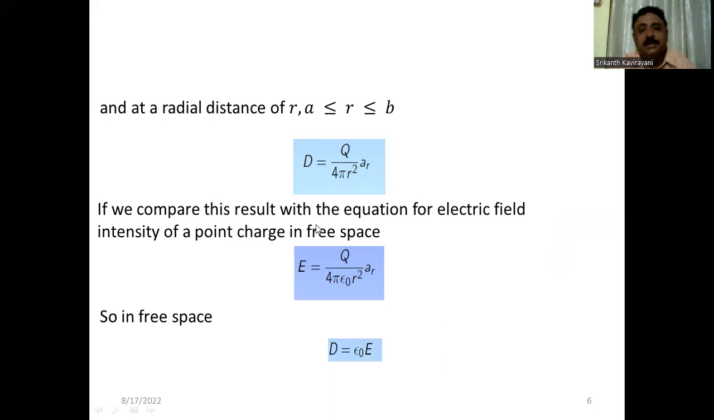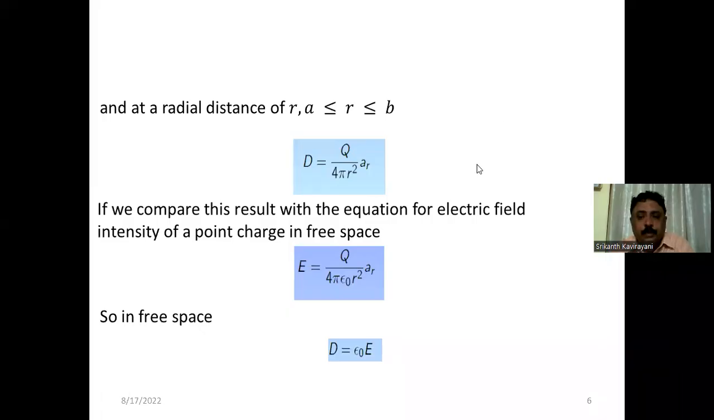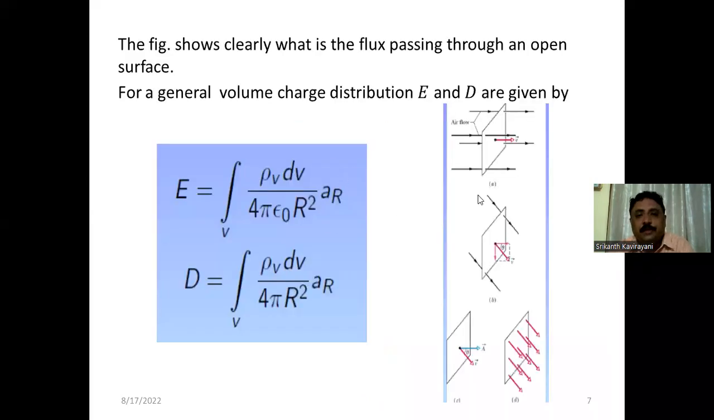If we compare this result with our existing definition for electric field, where we have understood that E equal to Q by 4 pi epsilon naught r square a_r, we can correlate the electric flux density and the electric field intensity by the relationship D equal to epsilon E. So this relationship D equal to epsilon E is a very fundamental equation and very important throughout our studies on electrostatics. Now, the figure shows clearly what is the flux passing through an open surface.